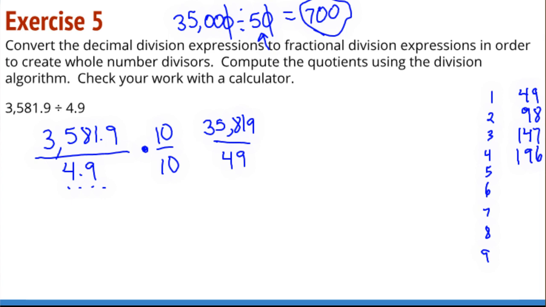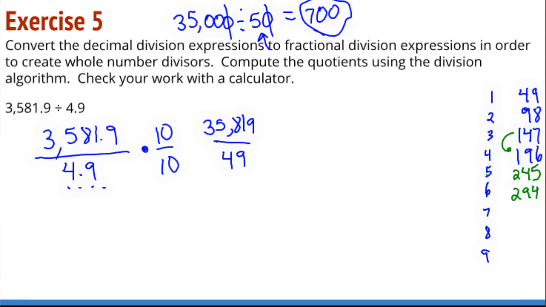Now another way to look at this is I am adding 50 and subtracting 1. 147 plus 50 is 197, minus 1 is 196. So there are lots of ways to think of this. 50 times 5 is 250. 250 minus 5 is 245. And I can add 50, 295, and subtract 1, 294.